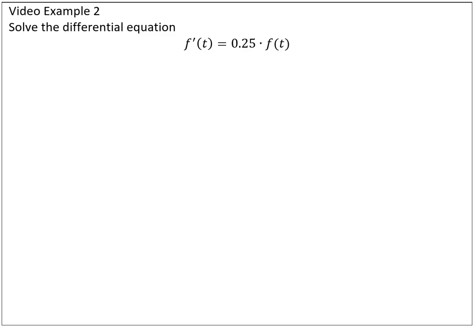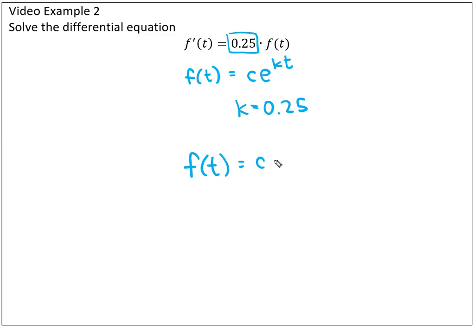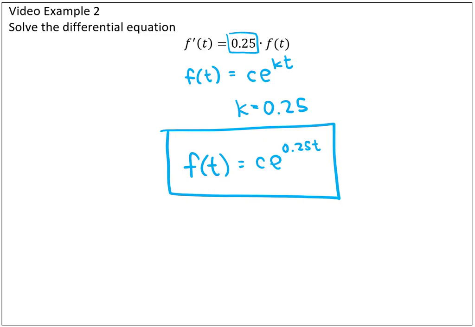Notice that video example 2 says to solve the differential equation. What this means is the same instructions as our last example. It means that they're giving us a derivative and that we want to find the original function that generates this derivative. And so in order to do that, we're going to use the theorem again. I'm just writing the general form of the equation. We do know that the k value will be 0.25. And so to find our original function is equal to c e to the 0.25t. And therefore we've solved the differential equation by finding the function that gives us this as our derivative.